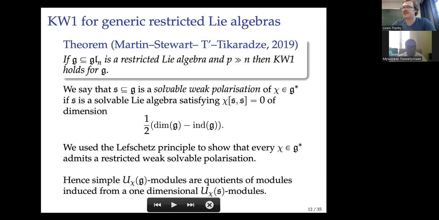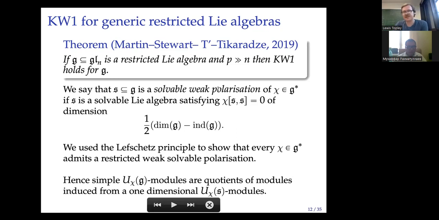So the notion of a polarization was introduced by Kirillov in his thesis when he was developing the orbit method. And a polarization means exactly that you have a solvable Lie algebra satisfying this property, but this number here, the index, should be replaced by the dimension of the stabilizer of chi, the centralizer of chi. And of course, the dimension of the centralizer of chi is larger than the index in general. So this is a kind of weaker condition that we're placing on the solvable algebras. But this was sufficient for our purposes, so we call them solvable weak polarizations.